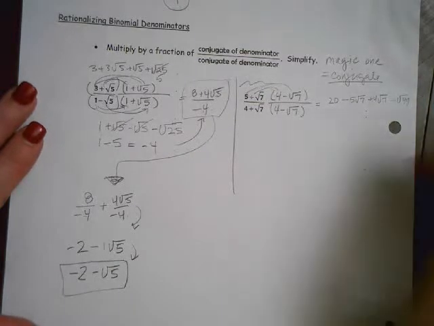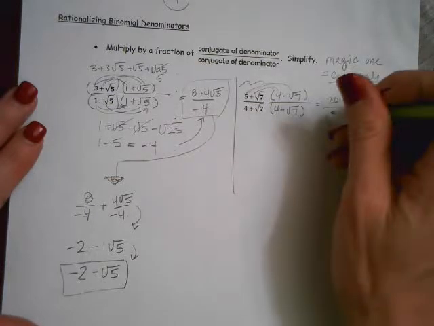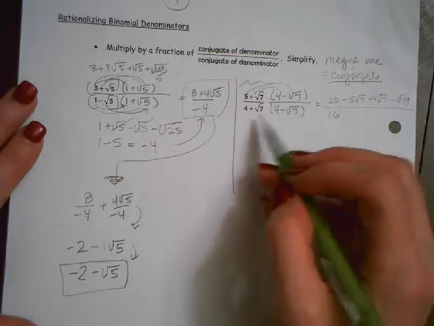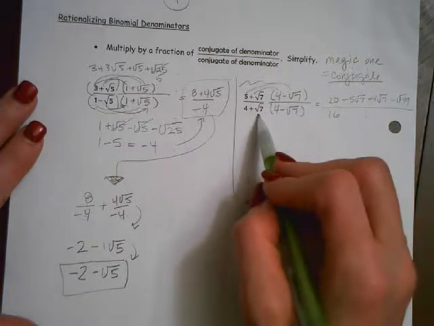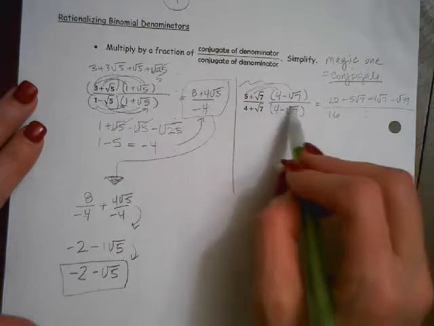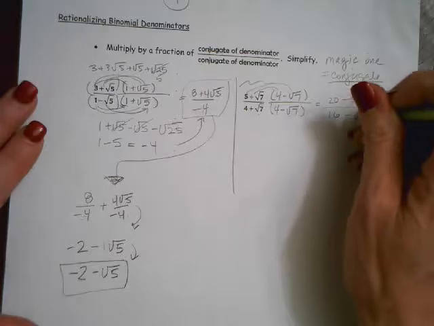That's the top. On the bottom, I'll have the 4 times 4, which is 16. My middle terms, my 4 times the negative square root of 7 and my 4 times the square root of 7, will cancel each other out, so I don't have to deal with that. And I just have the square root of 7 times negative square root of 7, that's minus square root of 49.